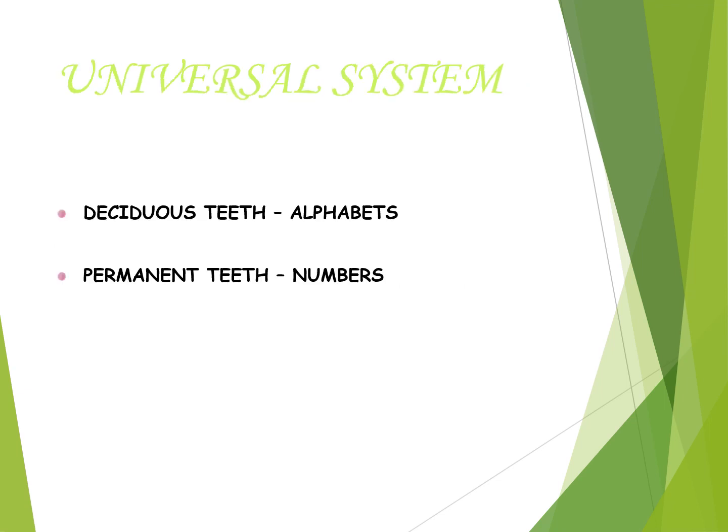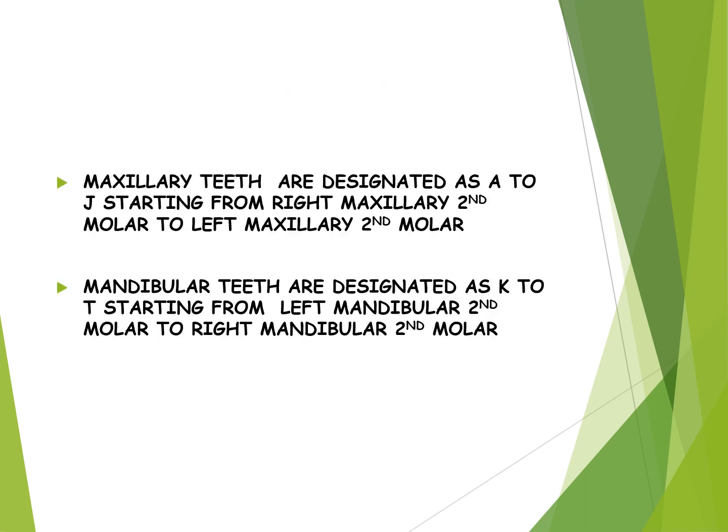Next, the Universal system. Here also we use alphabets and numbers for deciduous and permanent teeth respectively. That is, for denoting the teeth in deciduous dentition we use alphabets, and for denoting the teeth in permanent dentition we use numbers. But here we are not going to divide the jaw into quadrants as we do in the Zsigmondy-Palmer system. There we divided into quadrants and used alphabets only from A to E for numbering the individual teeth, and in the same way numbers only from 1 to 8. But here it is going to be slightly different. The only similarity between the Zsigmondy-Palmer and Universal systems is that alphabets are used for deciduous teeth and numbers are used for permanent teeth.